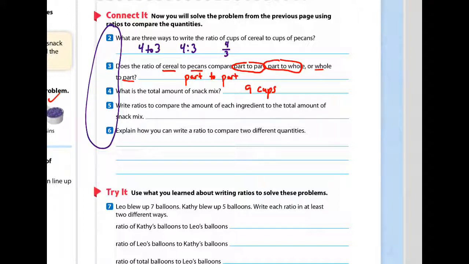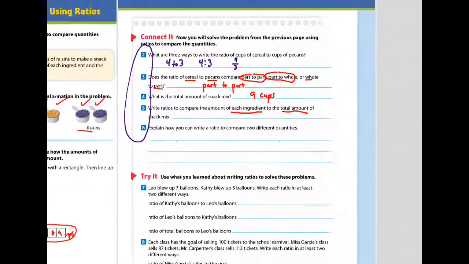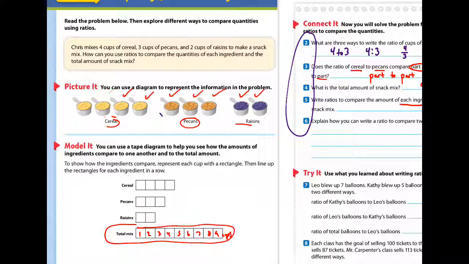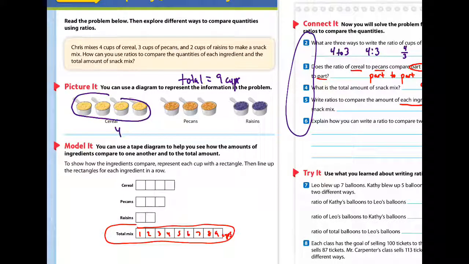Number 5 says, write ratios to compare the amount of each ingredient to the total amount of snack mix. All right, so let's start with cereal. Let me get my eraser going so I can clean up some of my mess here. So remember, for each one of these, the total is 9 cups. We have to add all of them up. Now for cereal, there are 4 cups of cereal. For pecans, there are 3 cups of pecans. And for raisins, there are 2 cups of raisins, right?